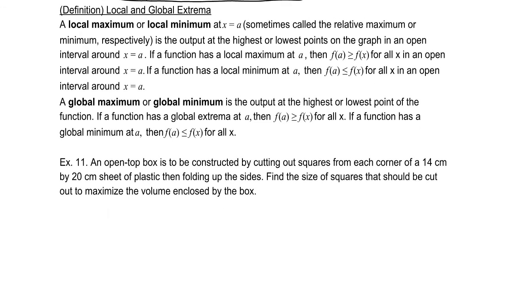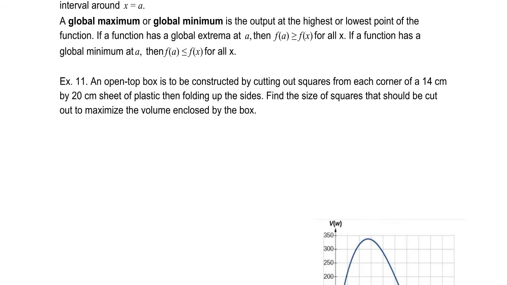All right, so example 11. An open top box is constructed by cutting out squares from each corner of a 14 centimeter by 20 centimeter sheet of plastic, and then folding up the sides. Find the size of the squares that should be cut out to maximize the volume enclosed in the box. And we'll look at that graph in a moment.